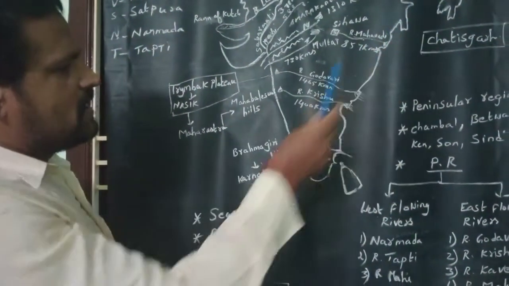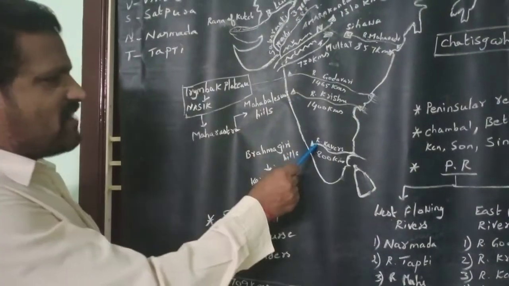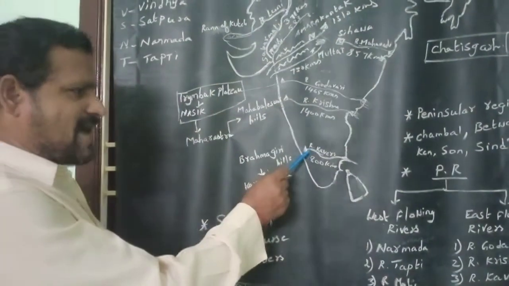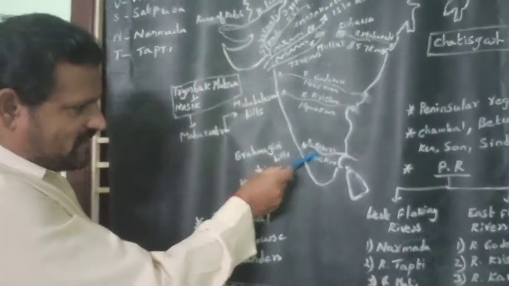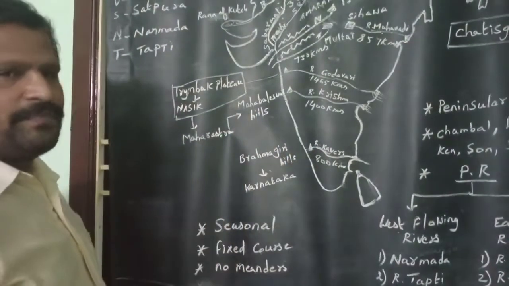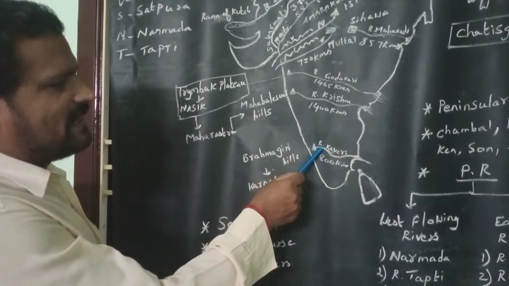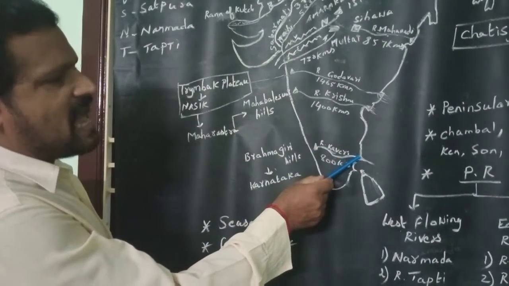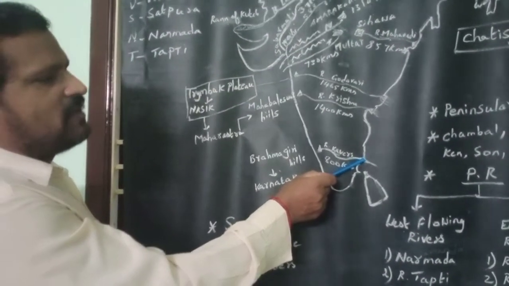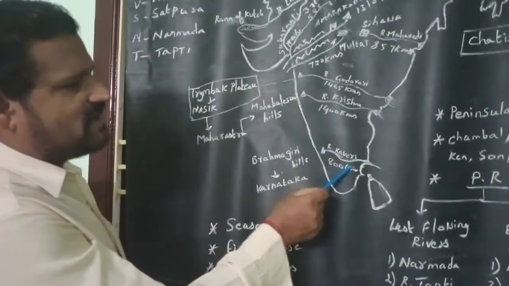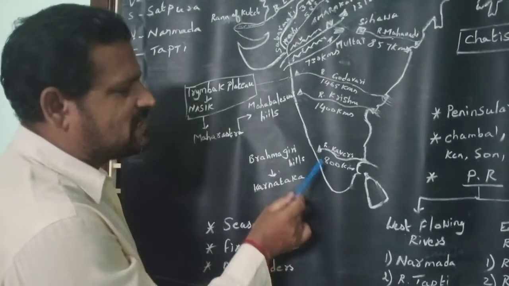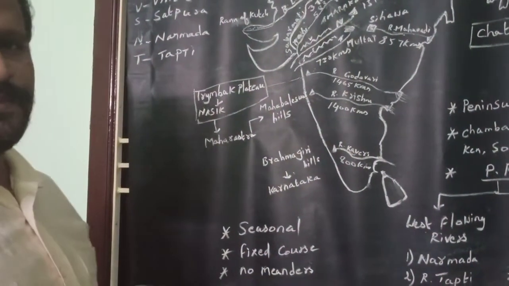Next we discuss river Kaveri. River Kaveri rises at Brahmagiri Hills at Coorg district in Karnataka. This Kaveri river flows through Karnataka state, Kerala, Tamil Nadu, and near Kaveri Patnam in Tamil Nadu, it reaches the Bay of Bengal. The length of the river Kaveri is approximately 800 kilometers.